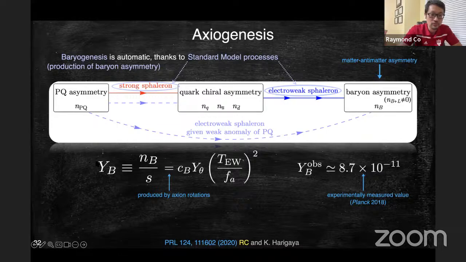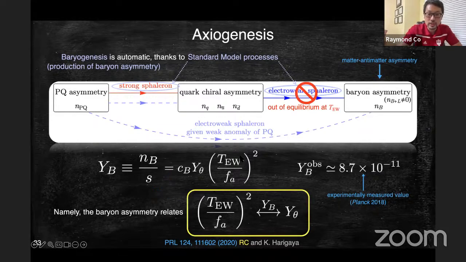And the final baryon asymmetry of this axiogenesis is given by some order one model-dependent parameter times the yield, that's the amount of rotation, times the electroweak temperature divided by the decay constant squared. And this is the observed abundance of the baryon asymmetry. And the reason the electroweak temperature is relevant is because that's when the electroweak sphaleron process goes out of equilibrium, so the transfer stops.